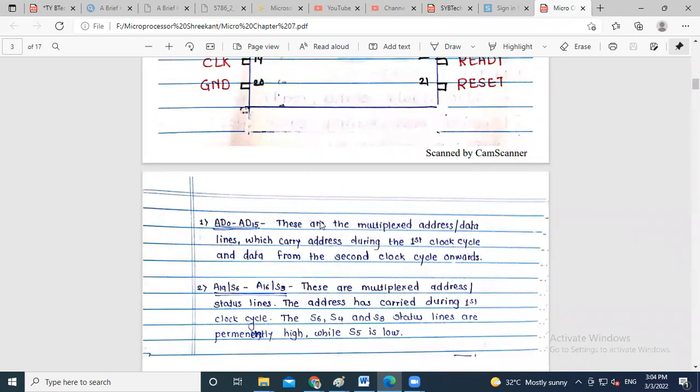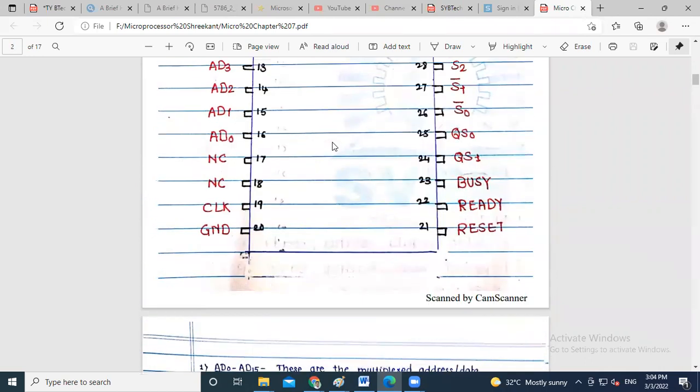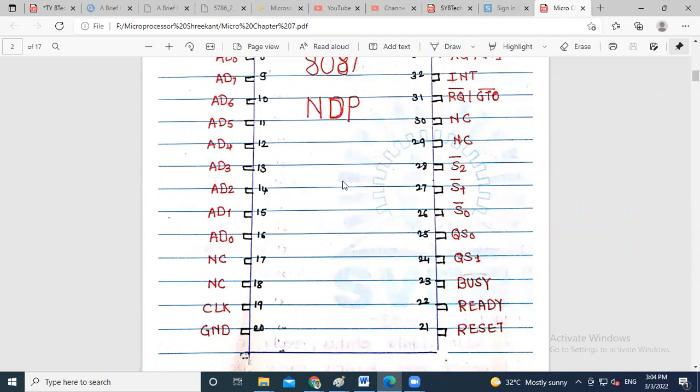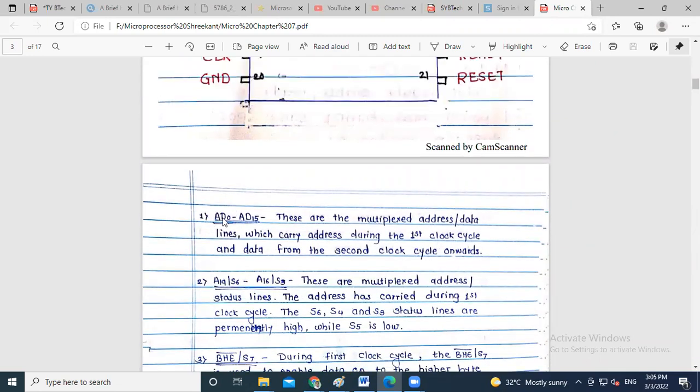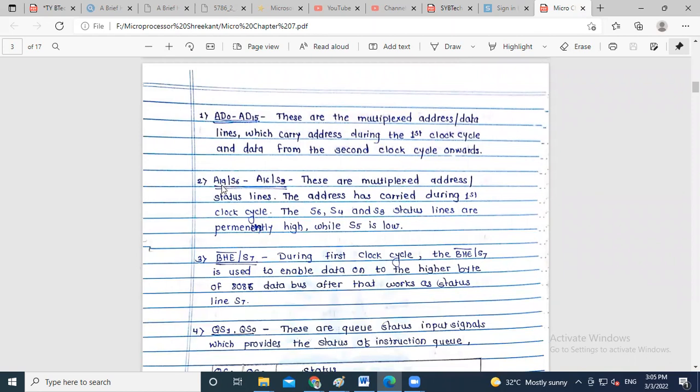Out of 40 pins, the explanation of all the pins we have to go through as in the 8086. Please all of you remember, the 8086 is the main processor and 8087 is the coprocessor. So in the 8087, AD0 to AD15 are the multiplexed address or data lines, which carry the address during the first clock cycle, and from the second clock cycle onwards they carry the data. That is AD0 to AD15, address line 0 to address line 15, and next, address line 16 to address line 19.